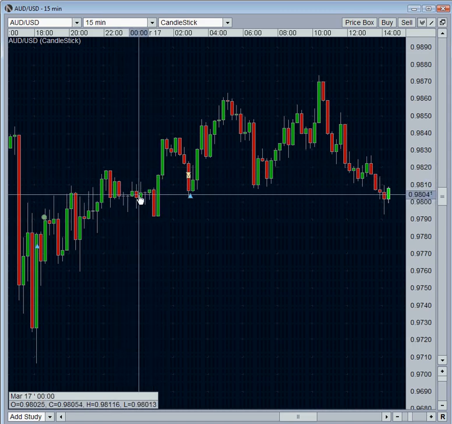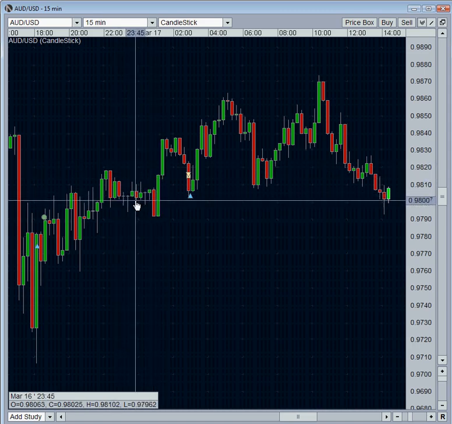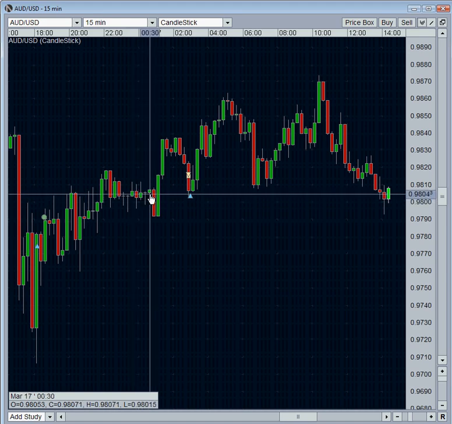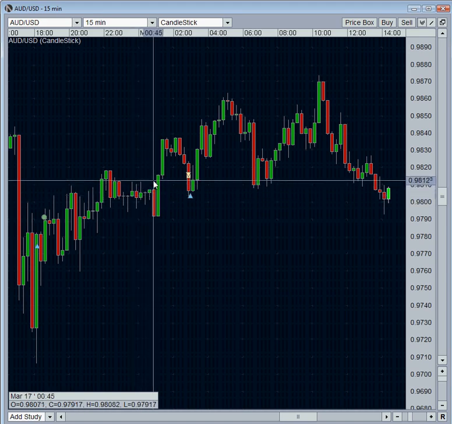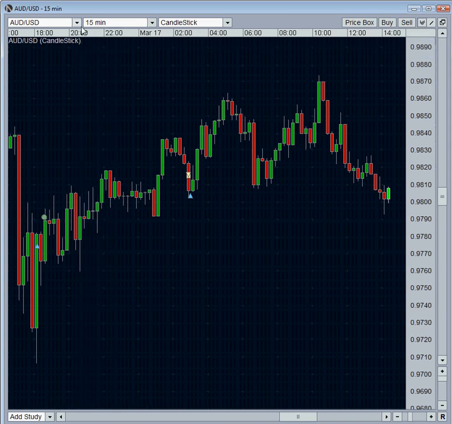You notice, by the way, how the 98 handle held here. Watch how this holds in the Aussie, and trading through the number would have been much less productive than trading to the number, which is what I did over here.